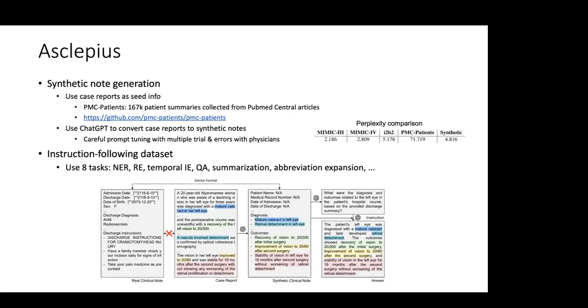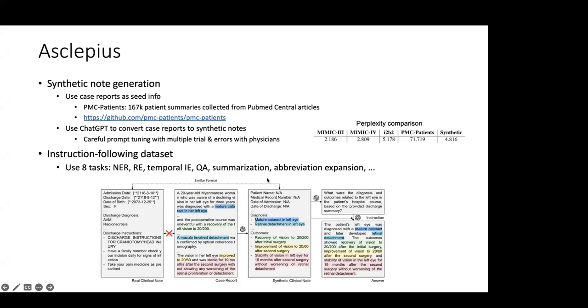And the way that we did it is we couldn't build synthetic notes from scratch. So we used something called PMC-Patients, which I think is from Tsinghua University. They scraped PubMed Central articles and then extracted case reports, patient summaries, 167,000 of them. So we use them as seeds. So you have a case report, and then you use GPT-3.5 to build a synthetic one.